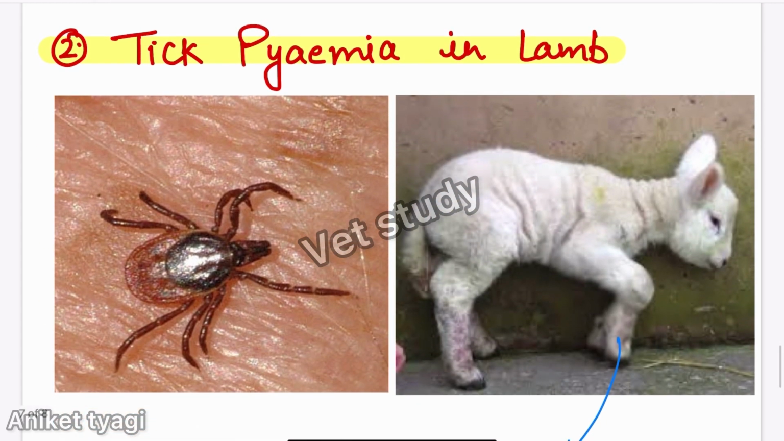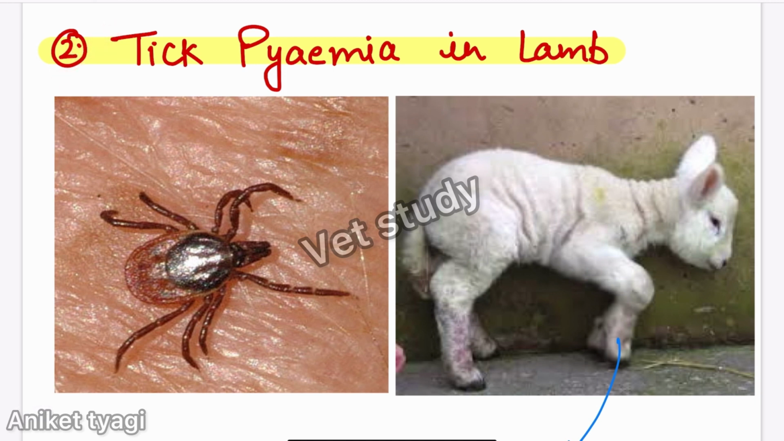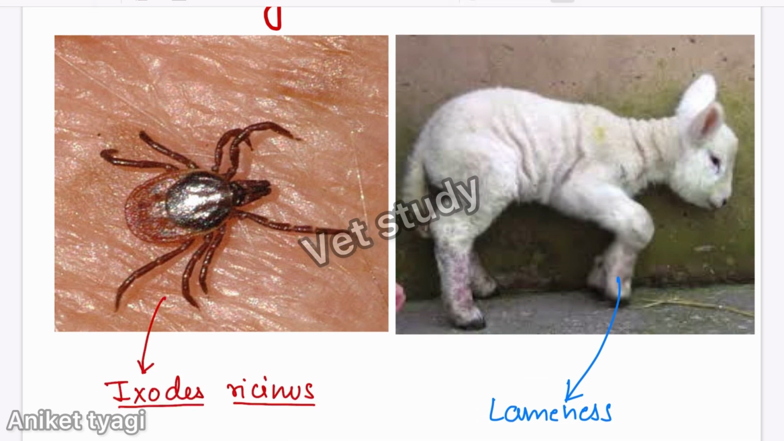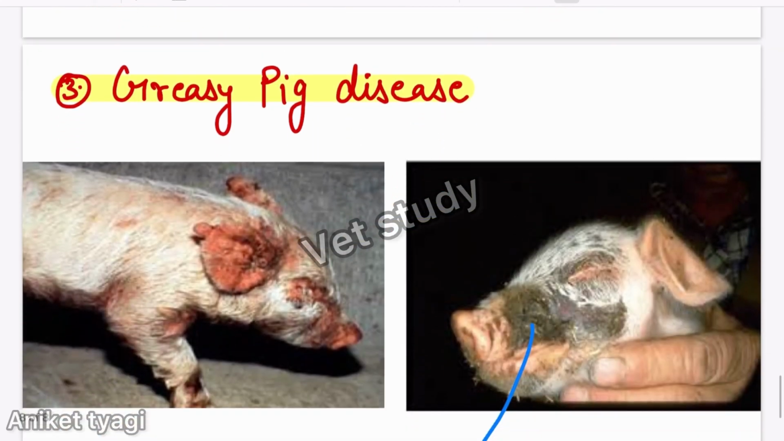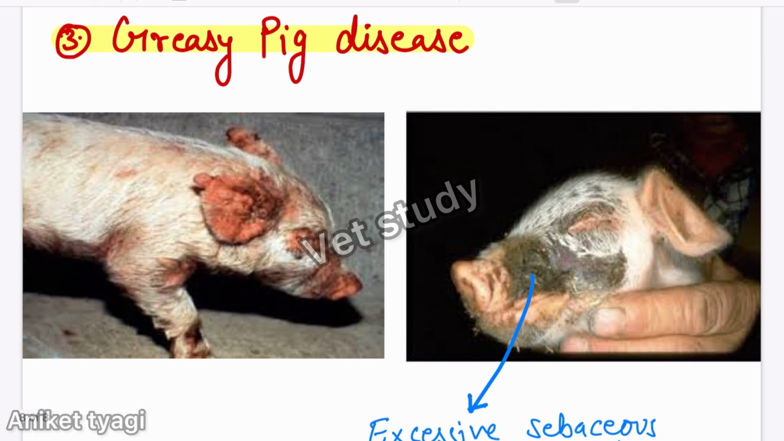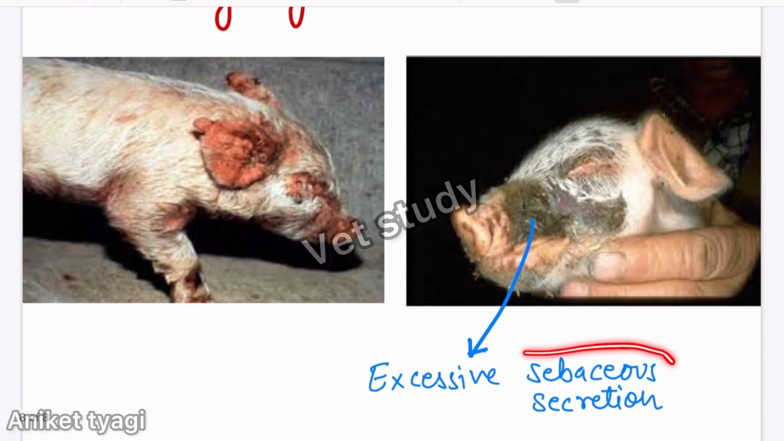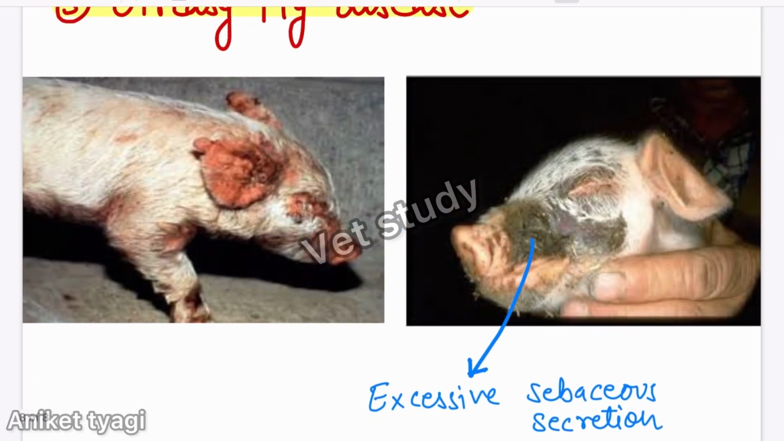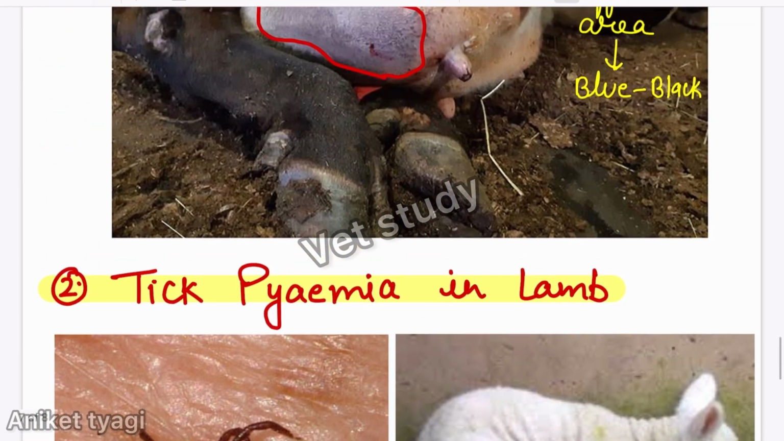Not always, but sometimes. Next we have tick pyemia in lambs, and in tick pyemia there are no very characteristic symptoms, but yes, there is lameness in lambs, and there is sudden death, okay? And the tick involved in tick pyemia in lambs is Ixodes ricinus. And after this, greasy pig disease. In greasy pig disease you can see there is excessive sebaceous secretion. You can see excessive sebaceous secretion is present on the pig's face, and this is known as greasy pig disease. And yes, so these are some images of diseases which are caused by Staphylococcus bacteria.